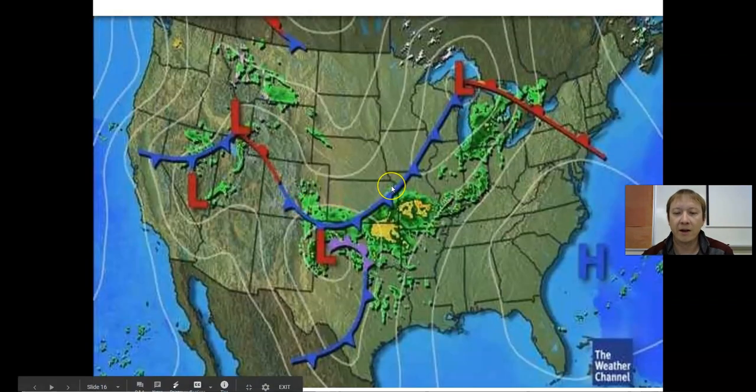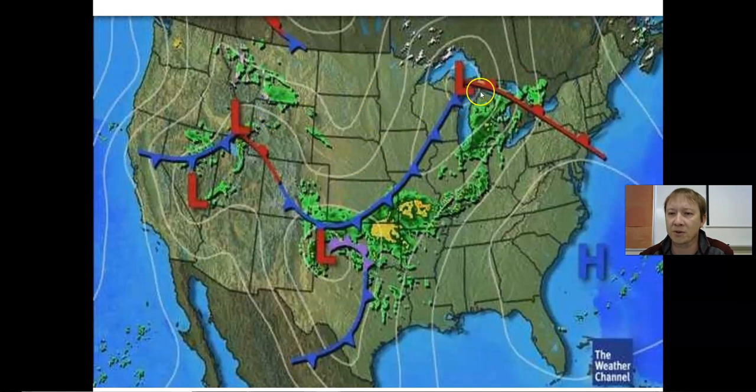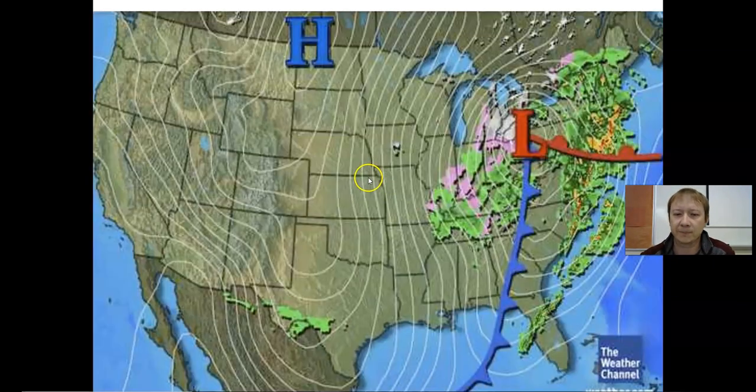Okay, so again, here we can see we have our pressure systems and our fronts. When we have low pressure systems, we tend to see storms and bad weather. We have our cold front here and the occluded front that's causing storms. Again, we almost always see storms and weather patterns happening around fronts. Areas in between those fronts tend to have calmer or nicer weather.